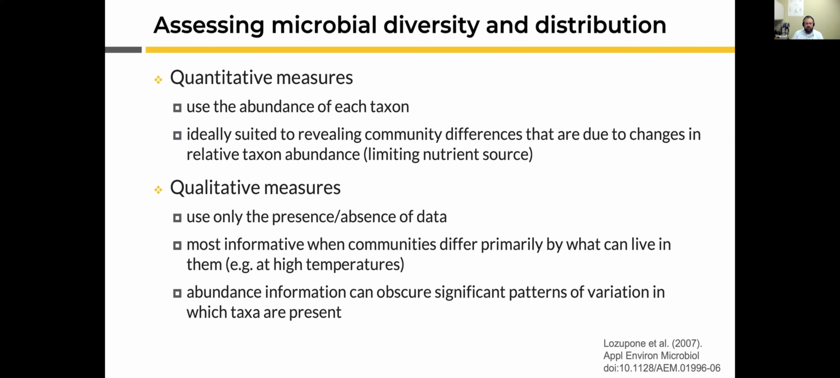Qualitative measures typically use presence or absence, and these are most informative when you have communities that, as I mentioned with the oral microbiome, differ primarily by where they can live, so the saliva versus the teeth. And so there are benefits and drawbacks to both. Typically people will use methods from both to obtain different views of their data.